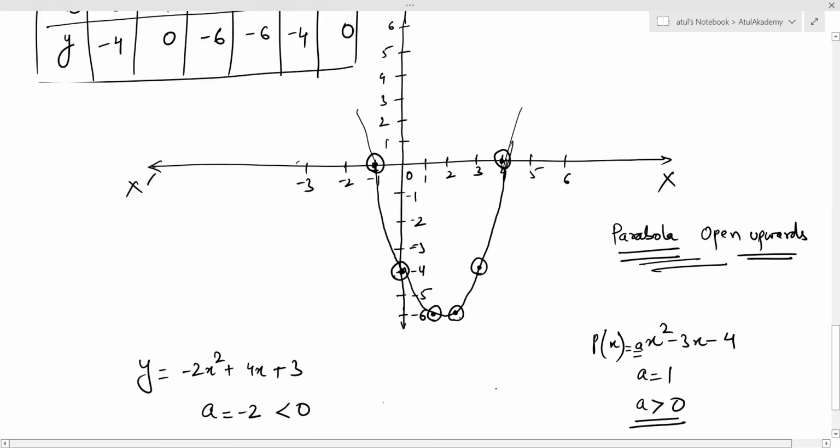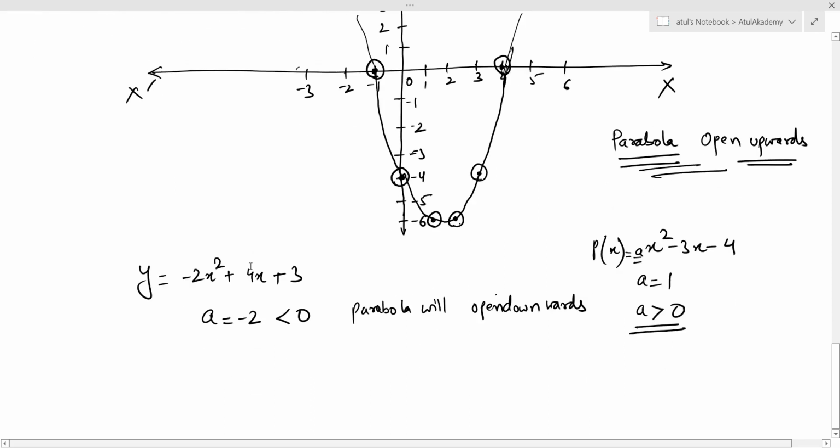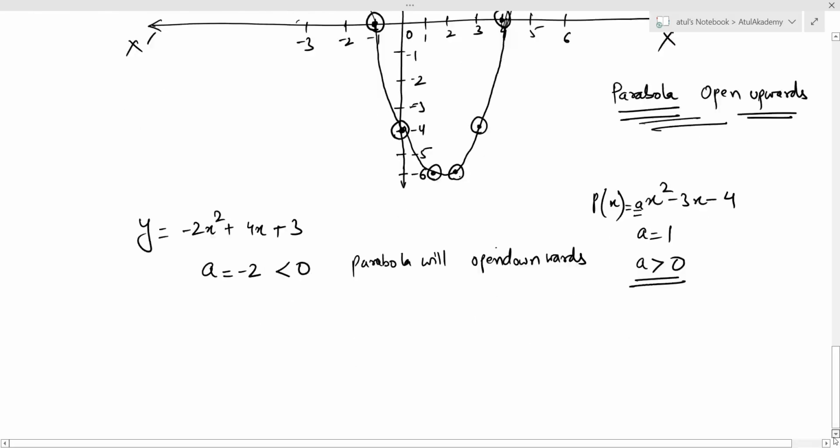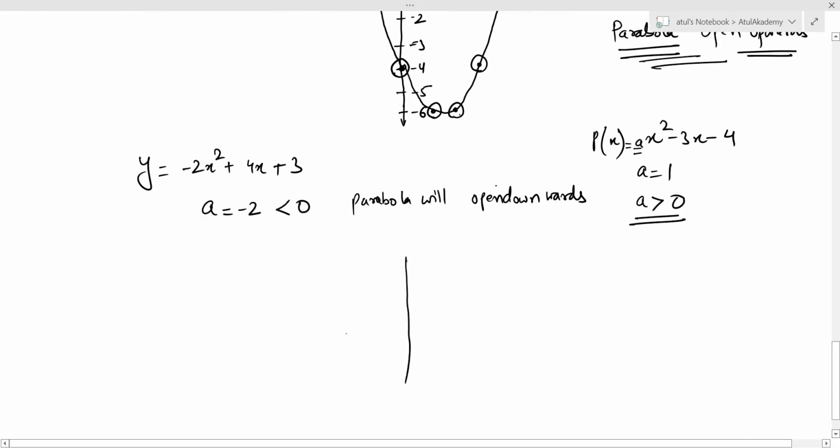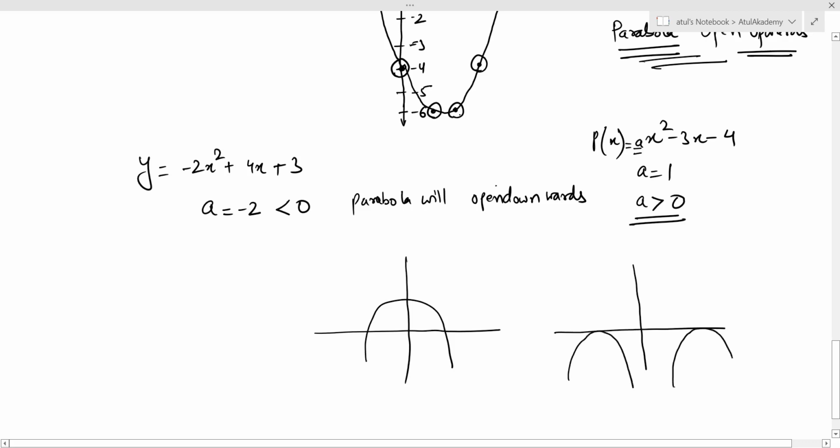In that case, the parabola will open downwards. So I'll show you what type of parabola it will be. It will be kind of like this. Might be like this also. Anyhow, you can have a parabola. Now I have drawn 4 parabolas.